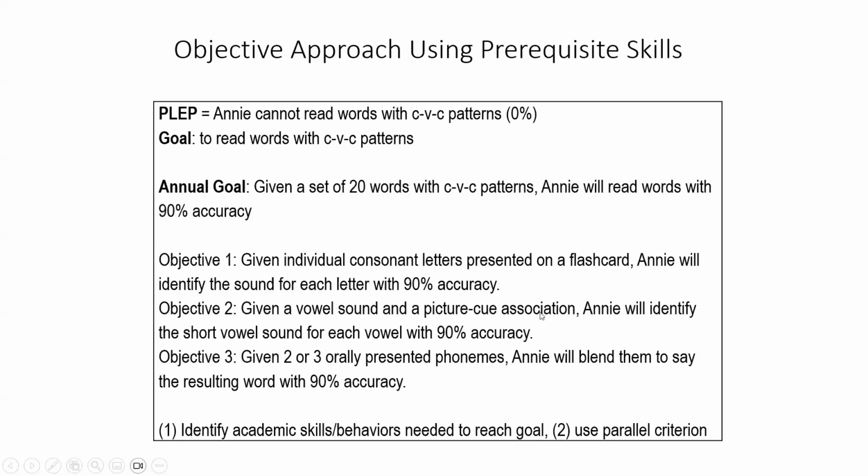Given a vowel sound in a picture cue association, Annie will identify the short vowel sound for each vowel with 90% accuracy. And given 2 or 3 orally presented phonemes, Annie will blend them to say the resulting word with 90% accuracy. So the prerequisite skill approach requires a little bit more thinking in the sense that you have to break down what skills are required to achieve this bigger goal. You can't just copy and paste the goal 4 times and change the degree. You have to really think about what skills the student needs.